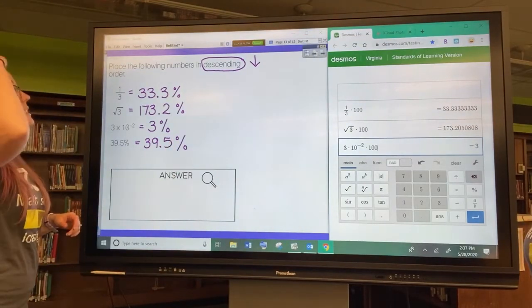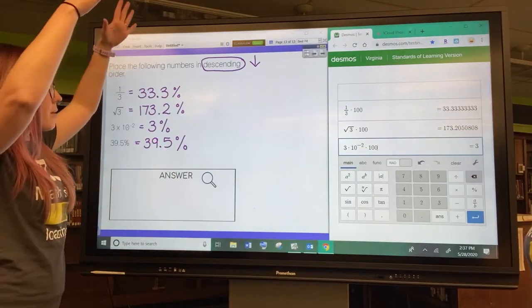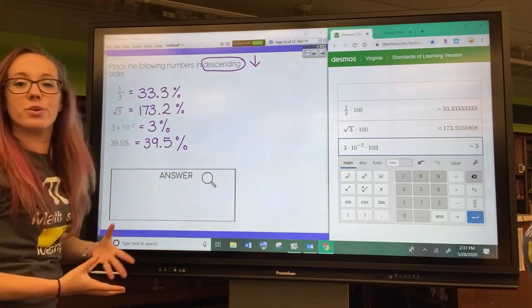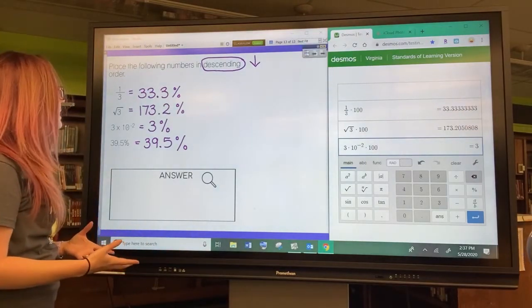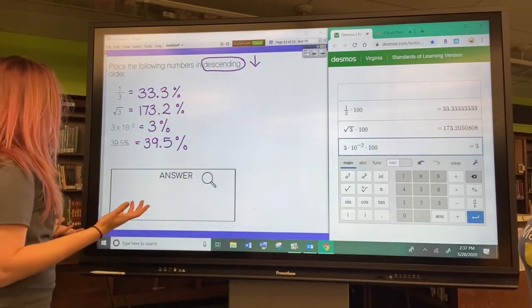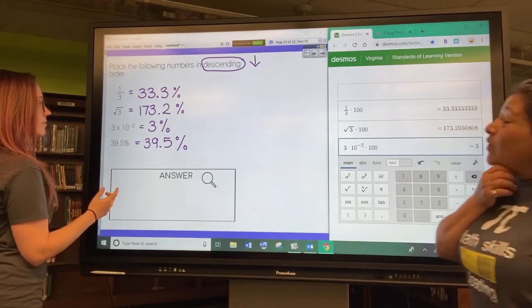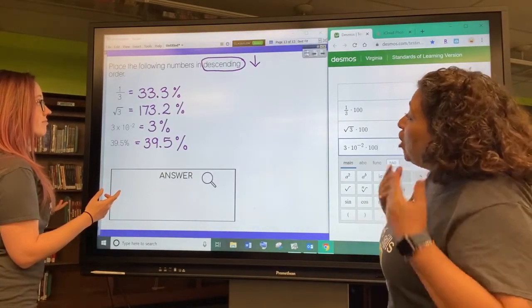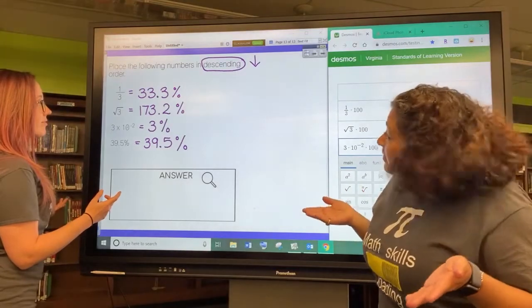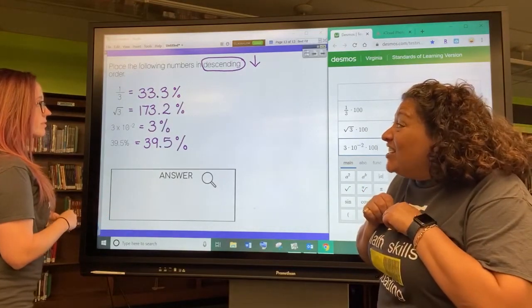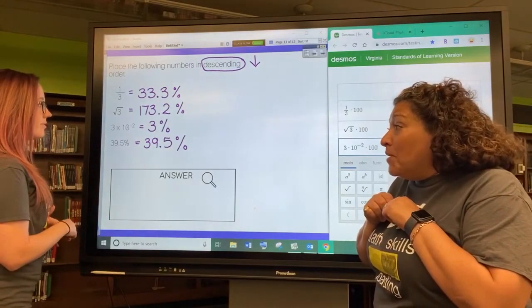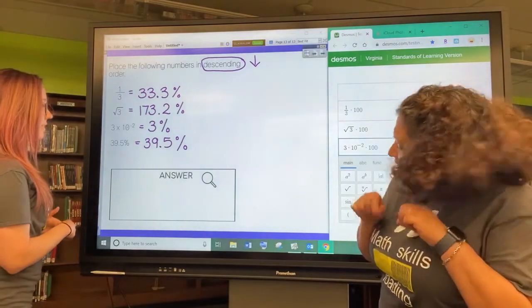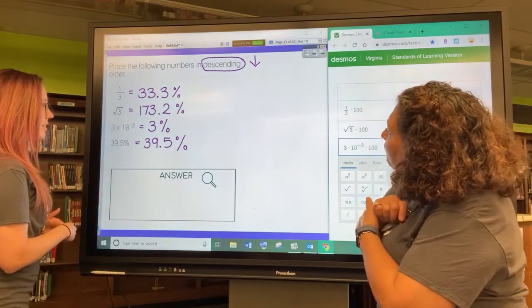So on this one, we're going descending. So we're going to start with the biggest number and move down to the smallest. So out of this list of 4, which one is the biggest number? Well, we can just count. I guess we can read them all off and then see. So 33.3%, 173.2%. That sounds pretty big. 3% sounds pretty little. And 39.5%.